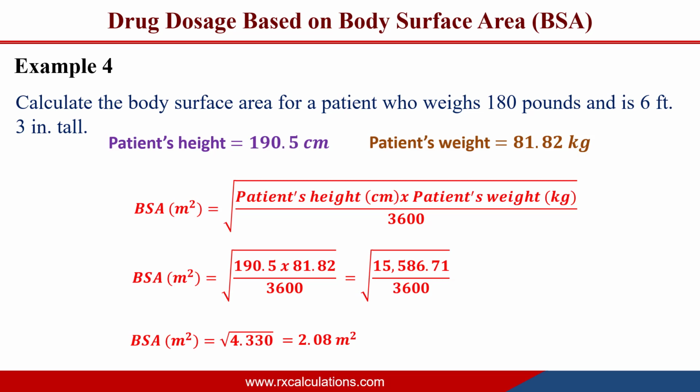So you could use either version of the Mosteller equation to determine the BSA. However, if speed is of importance to you, you want to be strategic in the version that you select so that you can arrive at your answer expeditiously.